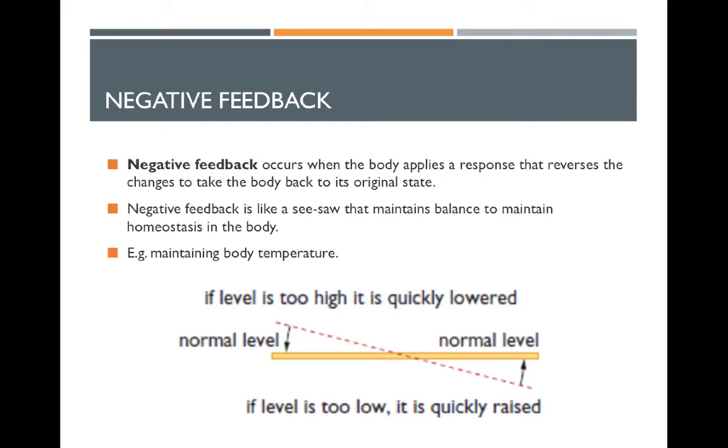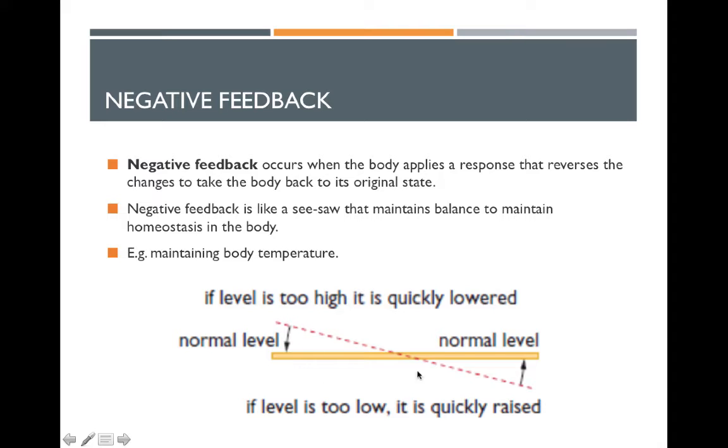Negative feedback is much more common in our bodies. It happens on a daily basis, probably hundreds of times. So negative feedback is when the body decides on a type of response that actually reverses the changes to take its body back to what it is normally. So it's a bit like a seesaw, as you can see, that maintains some sort of balance in our body. And an example is things like body temperature, blood glucose levels, all those kind of things.